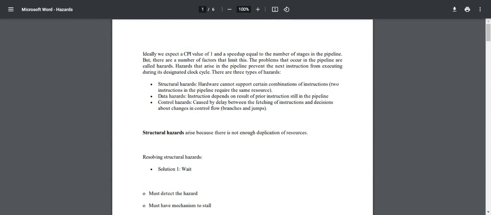So these were different kinds of hazards and some of their possible solutions which you can apply to solve those hazards. So let us end our tutorial regarding hazards.